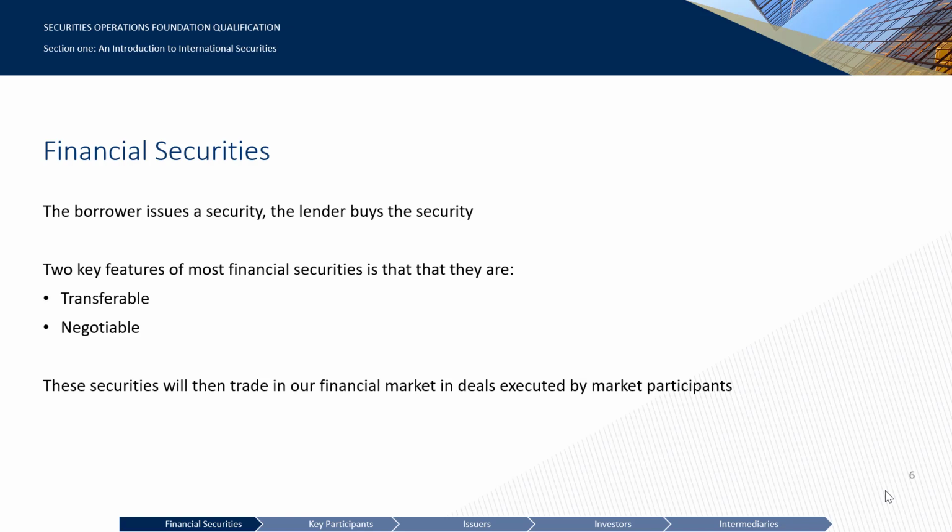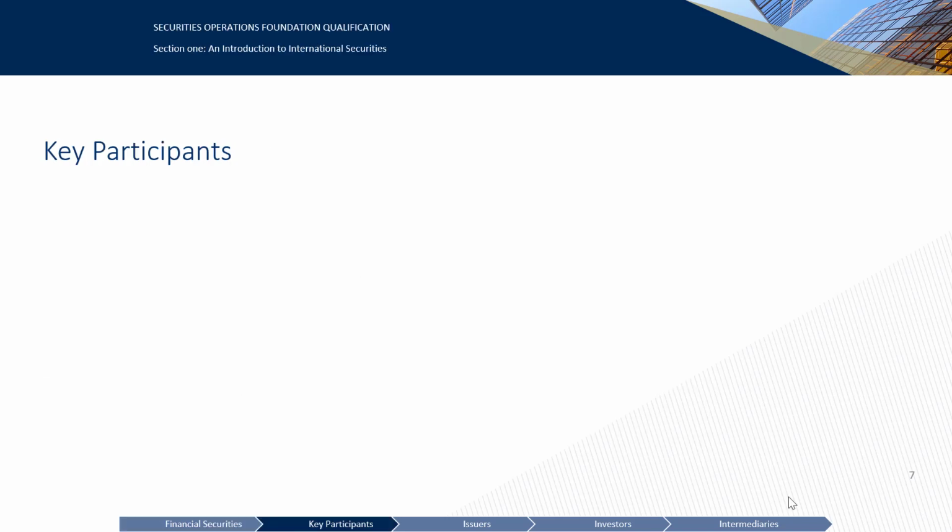These securities will then trade in our financial market in deals executed by market participants. Let's look at who are these participants. They will fall into 3 categories: issuers, investors, and intermediaries. Let's look at each of these in turn, starting with the issuers.